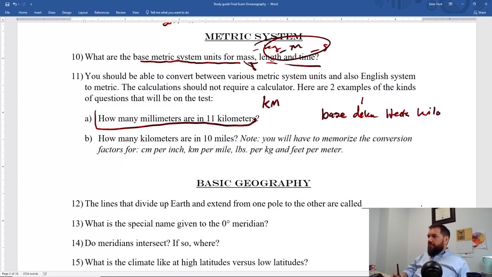And every time you go up that scale, you go up by 10. So it goes 10 to 100 to 1,000. Okay, so you go up by a scale of 10 every step. You can also scale that base unit down, make it smaller. So you could have a deci, a centi, or a milli. Okay, and milli is 0.001, centi is 0.01, and deci is 0.1.